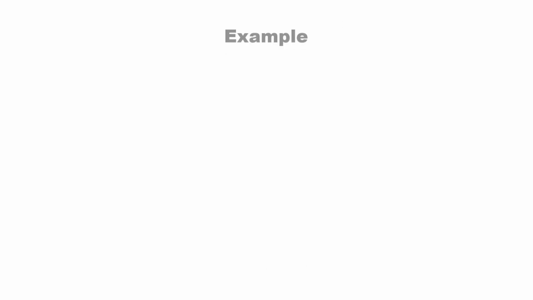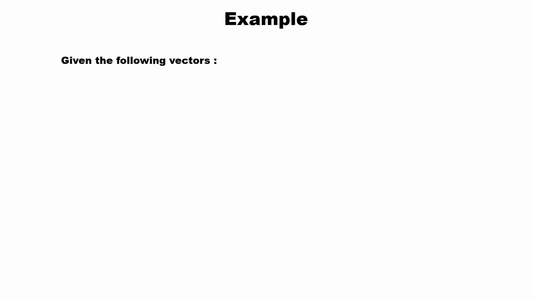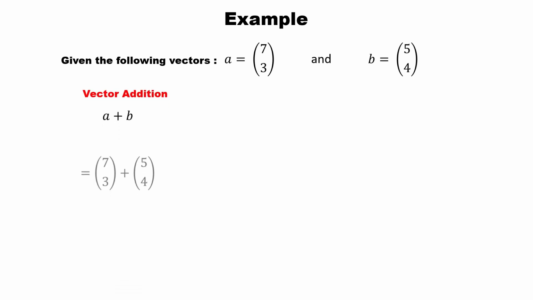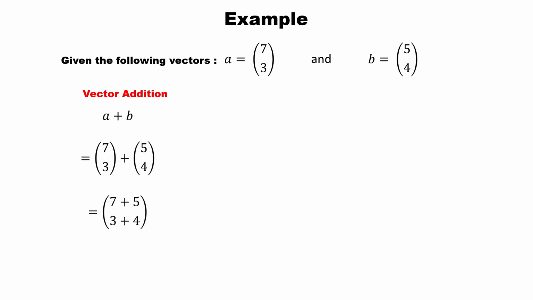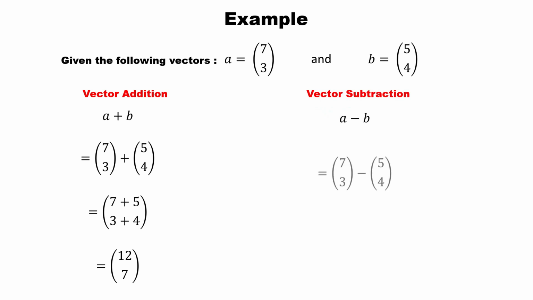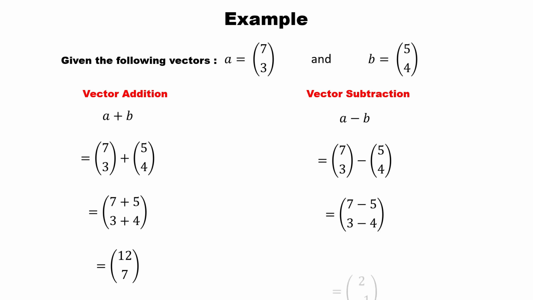Now let us do an example together. Given two vectors, vector A with 7 and 3, and vector B with 5 and 4. If we do vector addition, A plus B, we get 7, 3, plus 5, 4, which leads to 7 plus 5 and 3 plus 4, and the result will be 12, 7. If we do vector subtraction, A minus B, we get 7, 3 minus 5, 4, which leads to 7 minus 5 and 3 minus 4, and the result will be 2 and negative 1.